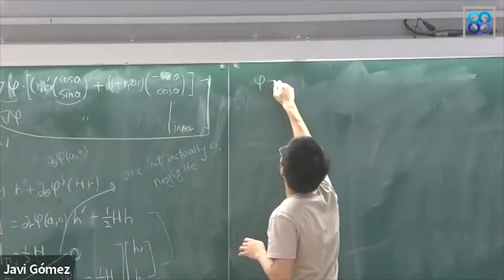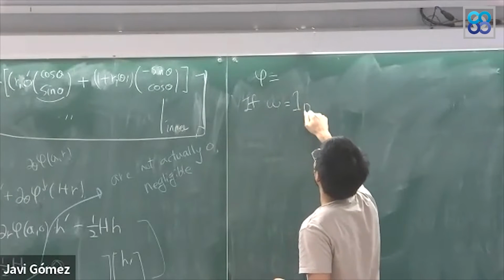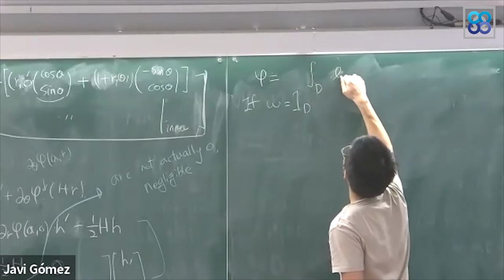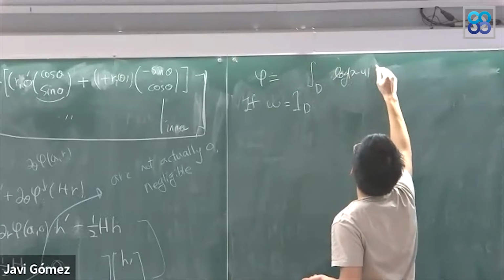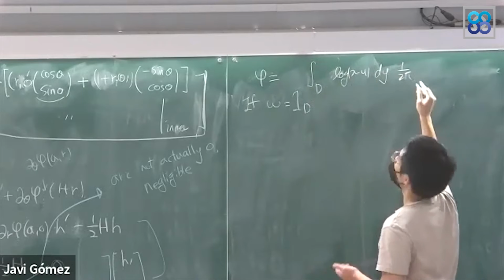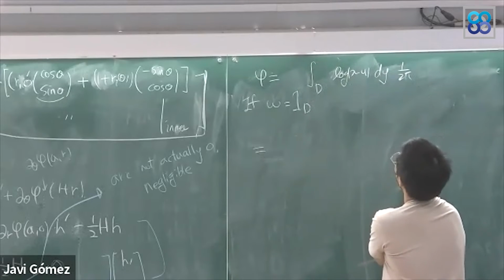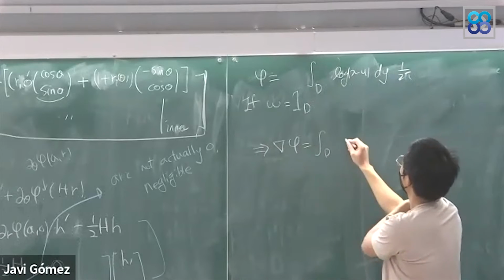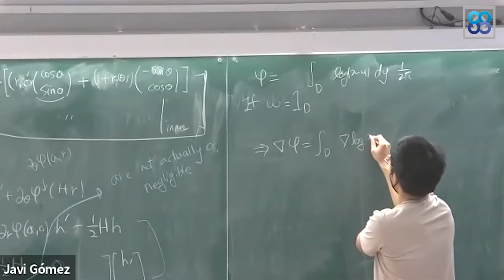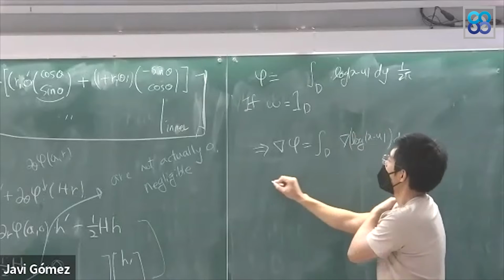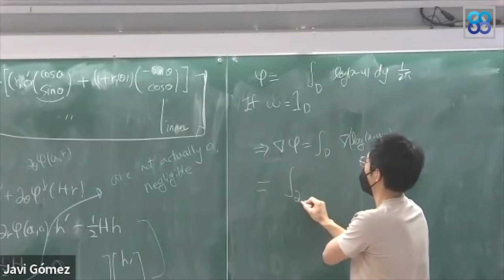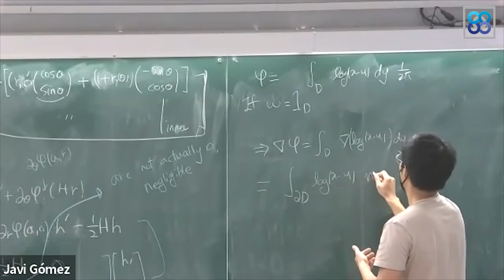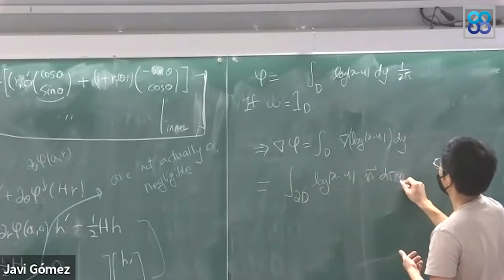So recall that if the omega is just one single patch, then this is the convolution with the Newtonian potential. This is going to be the integral of minus log of x minus y dy times 1. And then the gradient is going to be the gradient of log x minus y, and then you can do the Green theorem, so that becomes the boundary integral of log something like this. I don't really remember the exact formula.